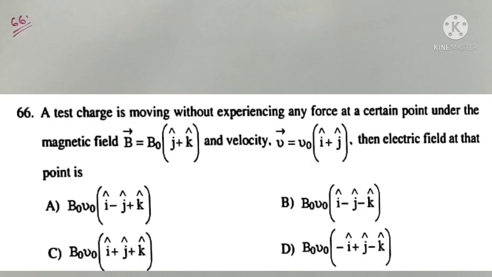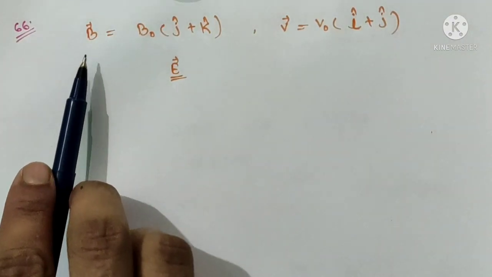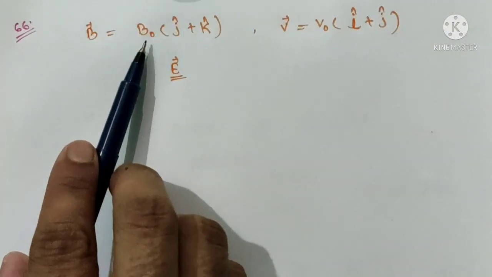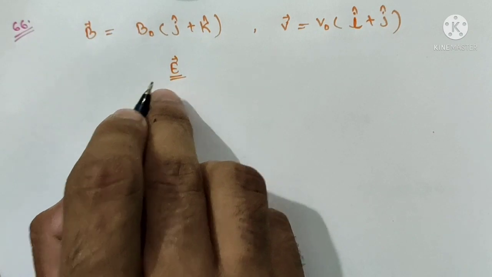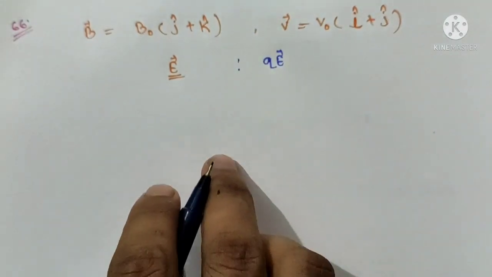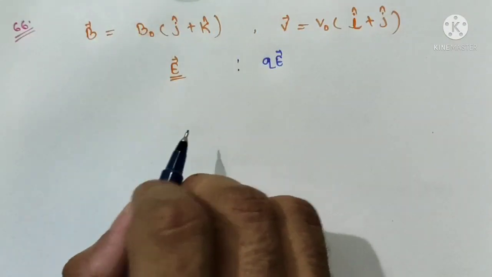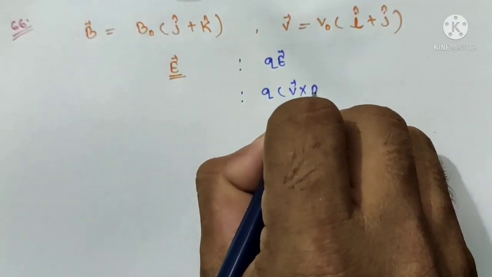Question number 66. A test charge is moving without experiencing any force at a certain point under the magnetic field B and velocity v. Then the electric field at that point is. So a test charge is moving under a magnetic field and electric field. Expression of magnetic field is given. We have to find the expression for electric field. देखो, due to this electric field, the force on this charged particle will be QE, electrostatic force, and due to this magnetic field, the force on this charged particle will be the magnetic force, that is Q V cross B.